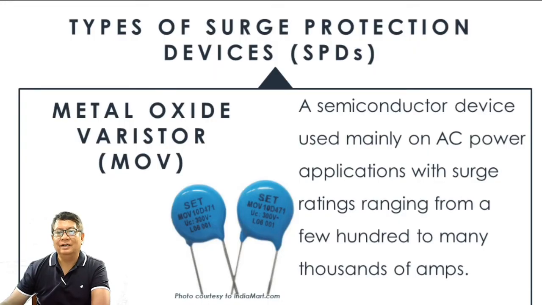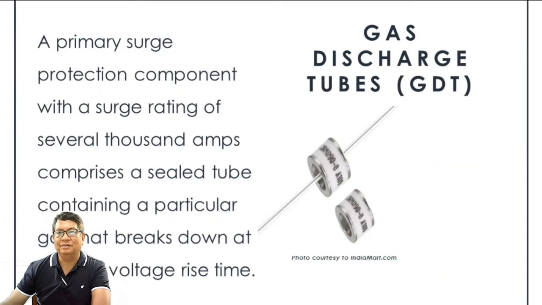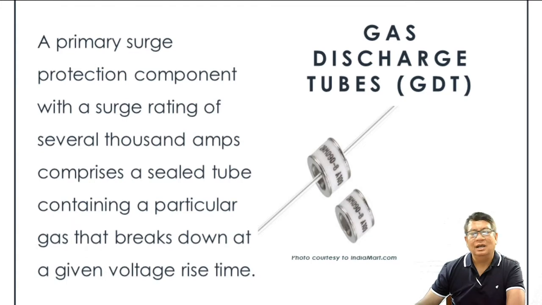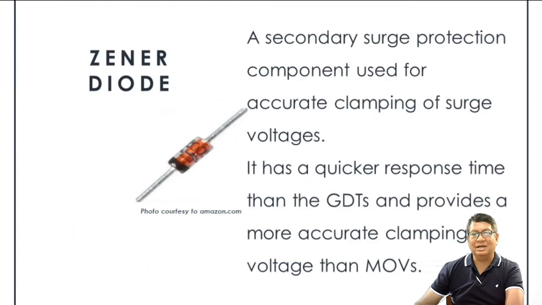We also have the metal oxide varistor, MOV, for surge protection. It is a semiconductor device used mainly in AC power applications with surge ratings ranging from a few hundred to many thousands of amperes. We also have gas discharge tubes, a protection component with a surge rating of several thousand amps. These are some of the devices that will determine, protect against, and sense the surge current.